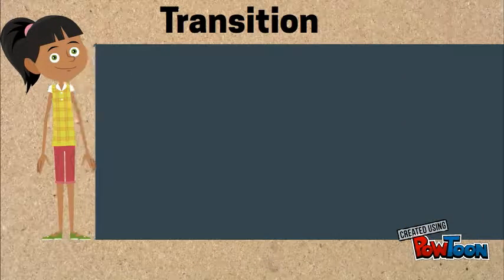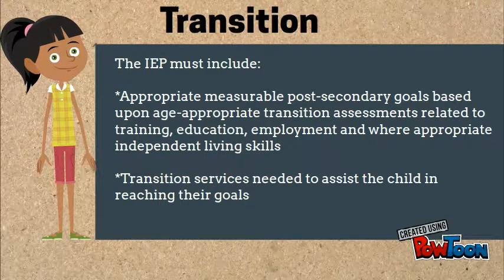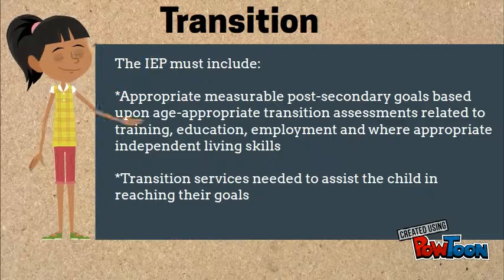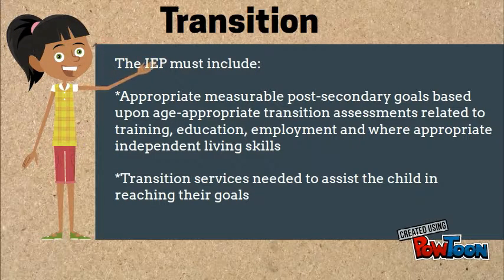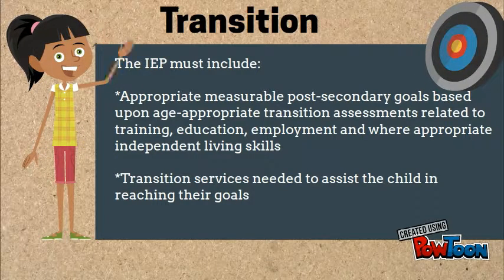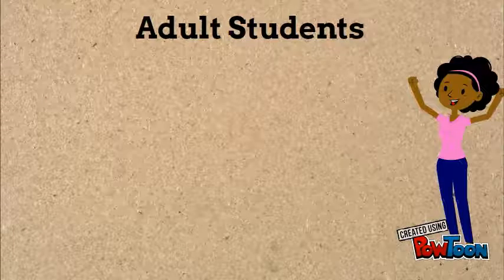The IEP must include appropriate measurable post-secondary goals based upon age-appropriate transition assessments related to training, education, employment, and where appropriate, independent living skills, and the transition services needed to assist the child in reaching their goals. The child must be invited to the ARD committee meeting when transition services are being discussed.